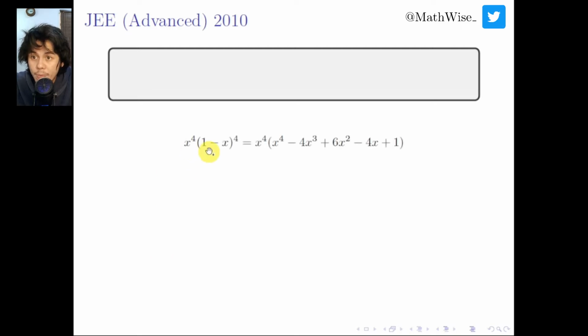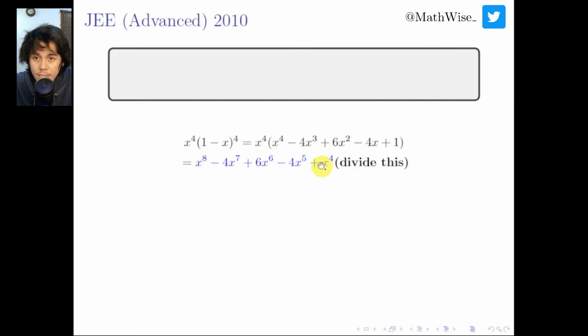So x to the power of 4 times (1 minus x) to the power of 4 is equal to this, because if we expand (1 minus x) to the power of 4, that is just all of this: x to the power of 4 minus 4x cubed plus 6x squared minus 4x plus 1. And then we just multiply with x to the power of 4. That is quite easy. We have now x to the power of 8 minus 4x to the power of 7 plus 6x to the power of 6 minus 4x to the power of 5 plus x to the power of 4.